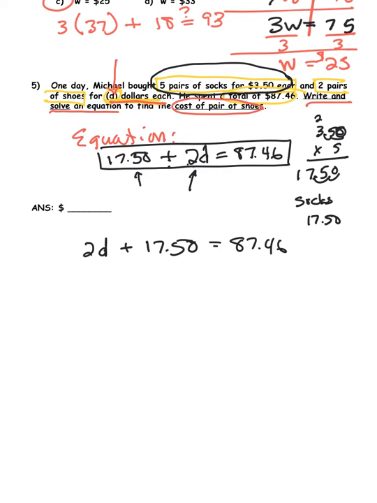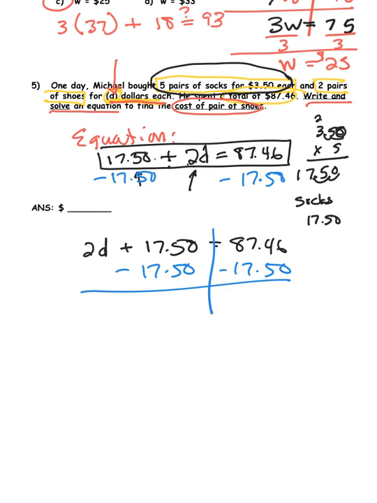The first solving step, no matter whether it was written in this form or this form, is to get rid of the constant. So I would go ahead and subtract the constant on both sides. So I'm going to go ahead and do the rest of the problem down here. I would take away $17.50 on both sides.